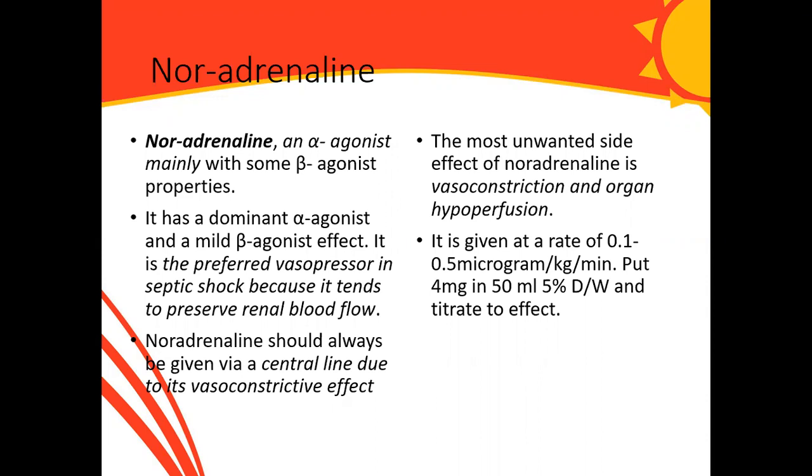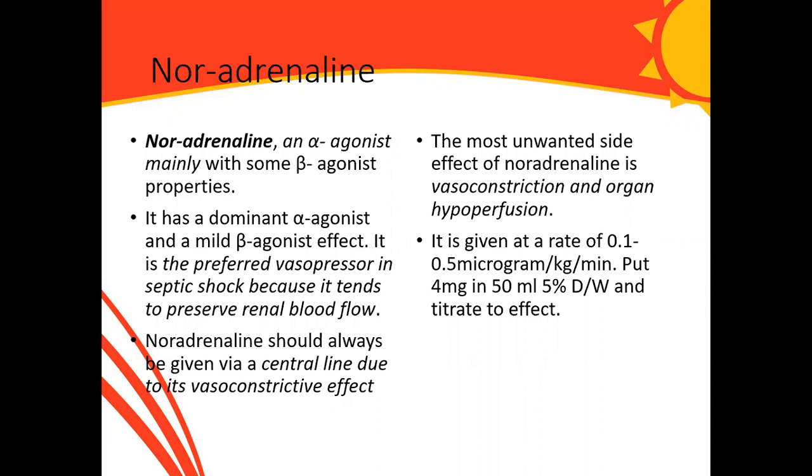Note that noradrenaline should always be given through a central line due to its vasoconstrictive effect, which can cause ischemia if it's given through the peripheral route. The most unwanted side effect is vasoconstriction and organ hypoperfusion in different organ systems, but it seems to preserve renal blood flow in this instance, and that is why it's a better choice in patients with acute kidney dysfunction.